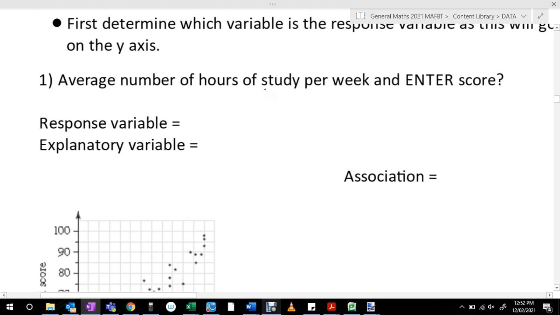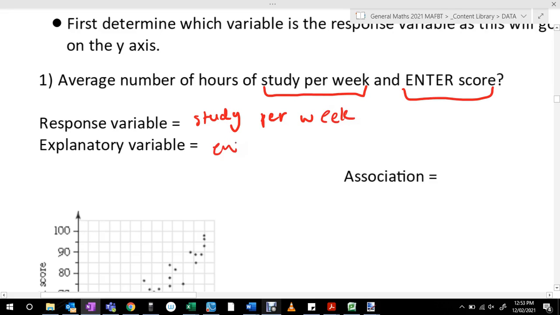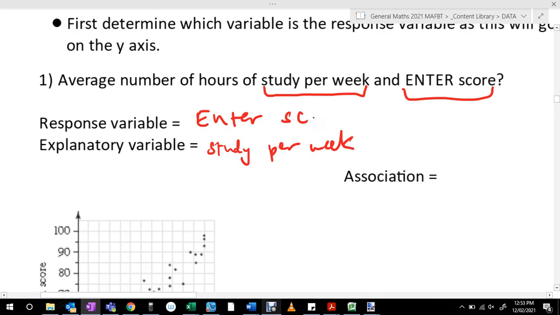You've got study per week and enter score. Which one is EV? Which one is RV? Study per week. Good. And what is our RV? Enter score. Good. Oh, I wrote that in the wrong way. Sorry, I didn't realize it was the other way around. Normally you put EV on the top, but whatever.